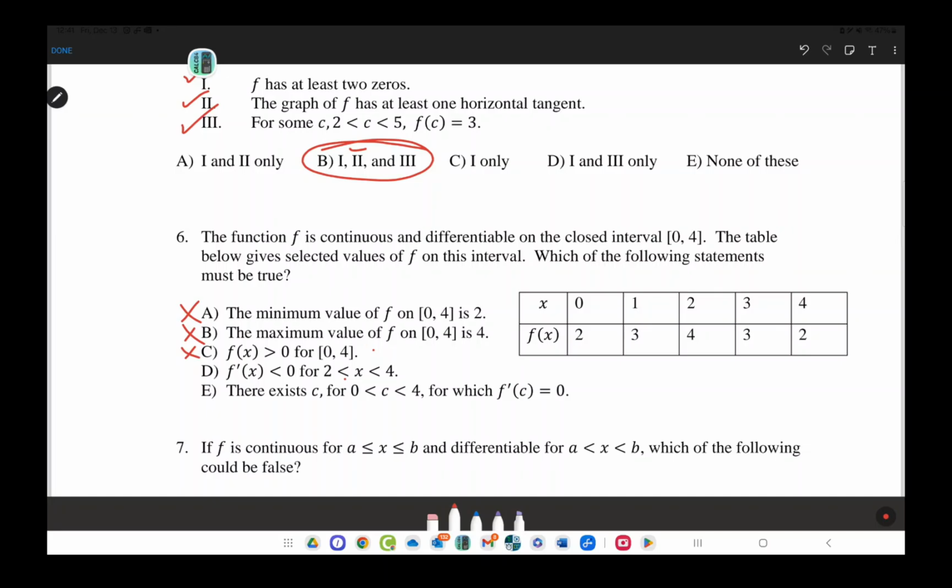Because the function is continuous and differentiable, and we're only given just points on it, we can't assume that the function goes directly in between those two values. Okay, we just can't make that assumption.